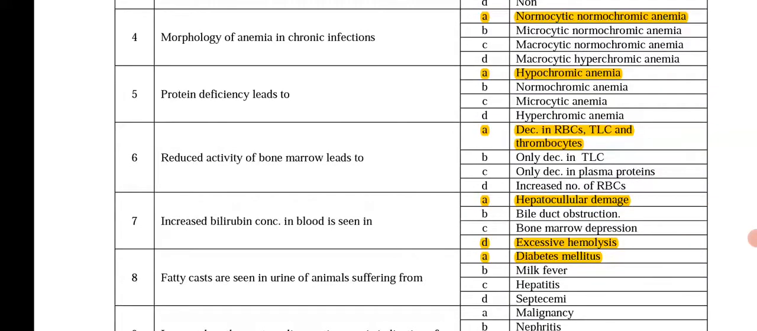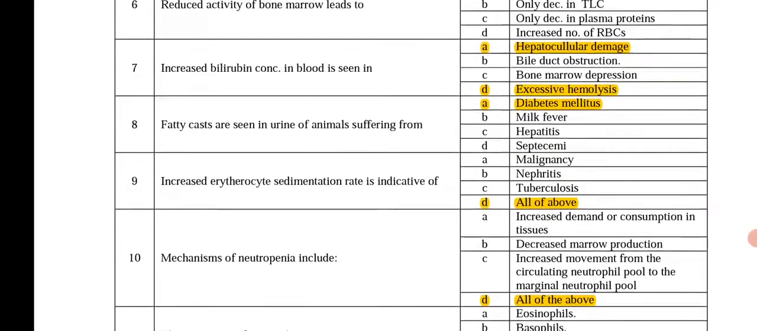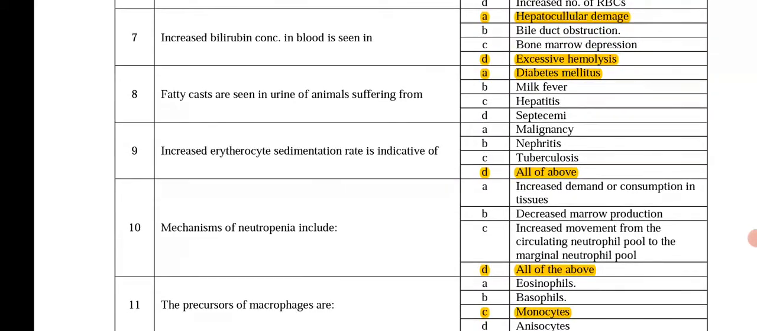Reduced activity of bone marrow leads to a decrease in red blood cells, total leukocyte count and thrombocytes. Increased bilirubin concentration in blood is seen in hepatocellular damage. Fatty casts are seen in urine of animals suffering from diabetes mellitus. Increased erythrocyte sedimentation rate is indicative of all of the above: malignancy, nephritis, and tuberculosis. Mechanisms of neutropenia include all of the above: increased demand or consumption in tissues, decreased marrow production, and increased movement from the circulating neutrophil pool to the marginal neutrophil pool.